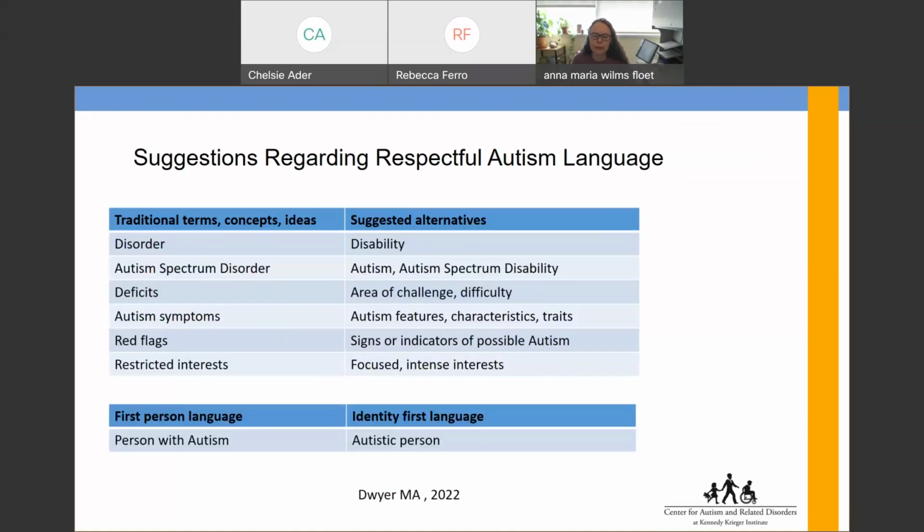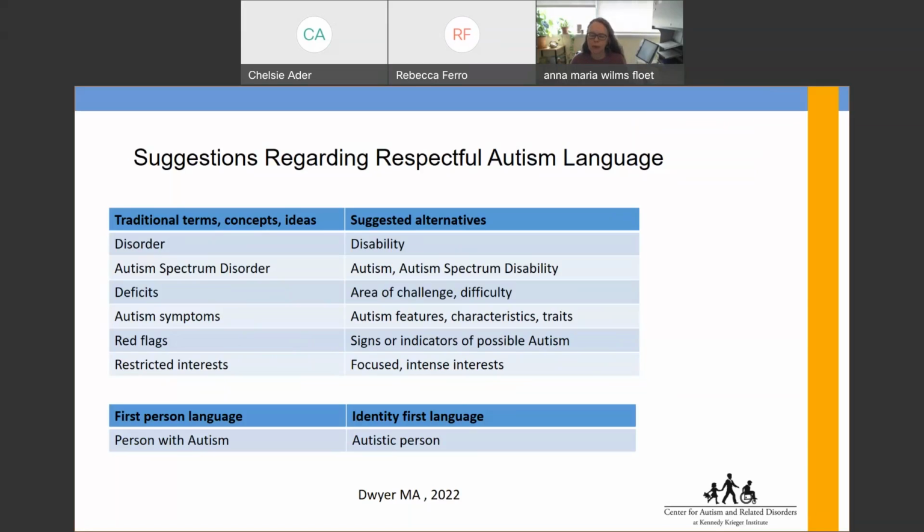So before we get started with the definition as it is in the DSM-5, I wanted to bring to your attention a series of papers that were published this month in Pediatrics. It's a supplemental issue in the journal where the AIRP, which is an organization that delves into research on physical issues related to autism, published a paper titled Do No Harm: Suggestions Regarding Respectful Autism Language Use.